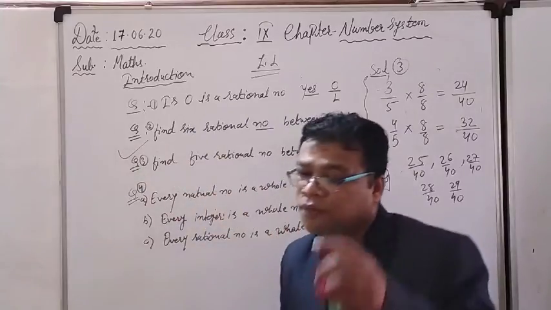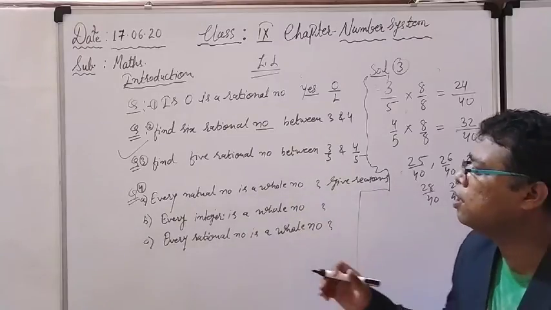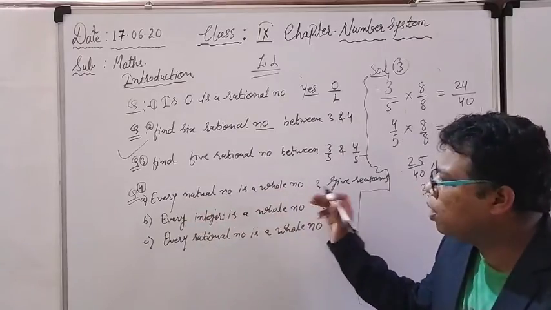After that, come to question number 4, which is a reason kind of question. See here, give reasons also: every natural number is a whole number.